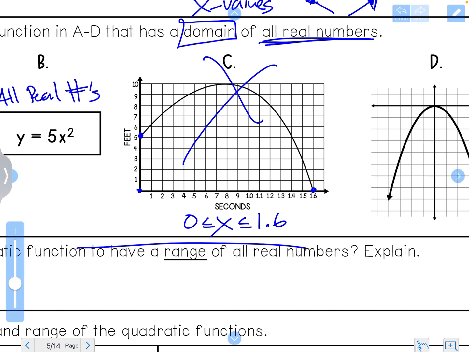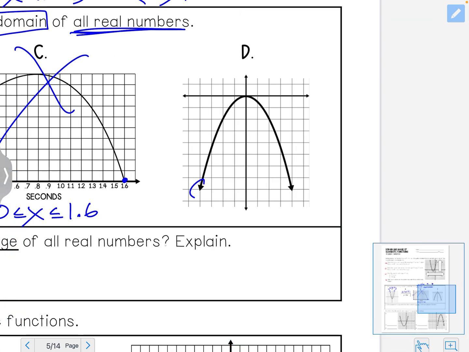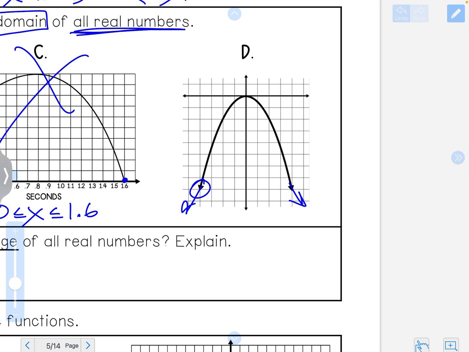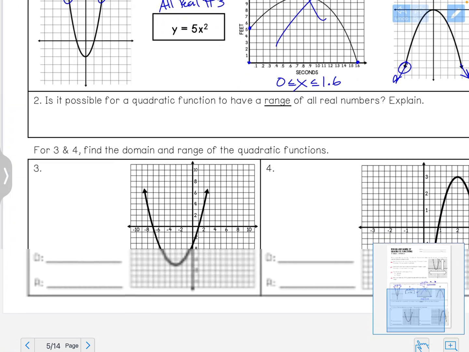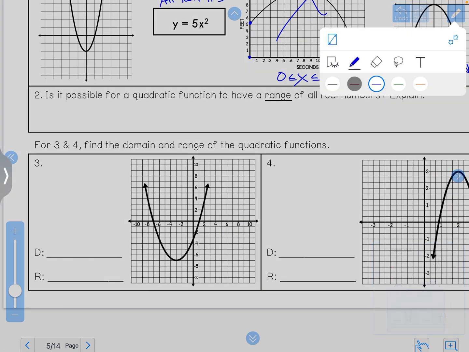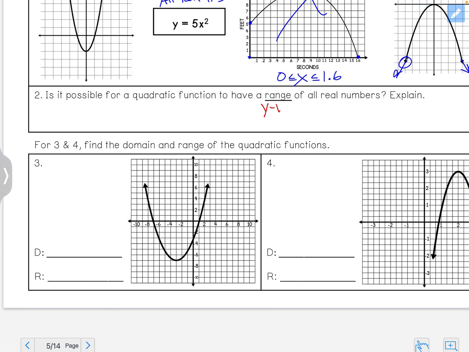And again, if we look at D, I got arrows going to the left, I got arrows going to the right, so it's going to be all real numbers. So, is it possible for us to have a quadratic function with a range, or a y value, because remember, range is y, of all real numbers?